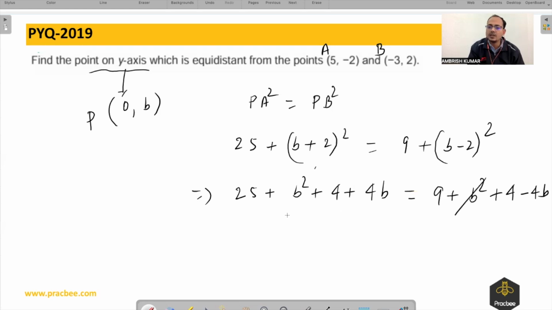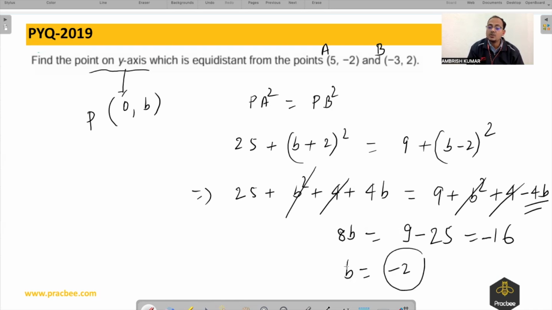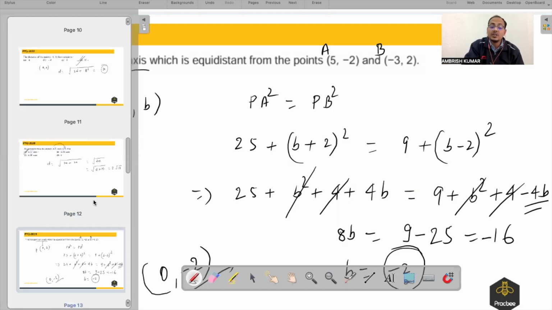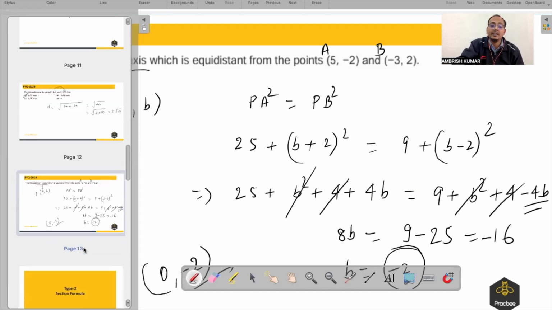Now just open the brackets: 25 plus B square plus 4 plus 2 into 2, 4 times B equals 9 plus B square plus 4, and then negative 2 into 2, 4 times B. Look, B square got cancelled, you cancel this 4 as well. Take this negative 4B to the left hand side, so you get 8B equals 9 minus 25. So 9 minus 25 is going to be negative 16. So B is negative 16 by 8, so B is going to be negative 2. So the point on the y-axis is going to be 0, negative 2. So this is the required point, right? This question was asked in 2019.